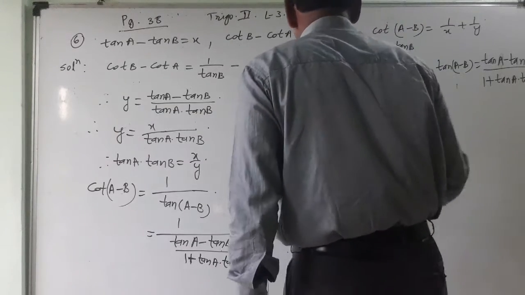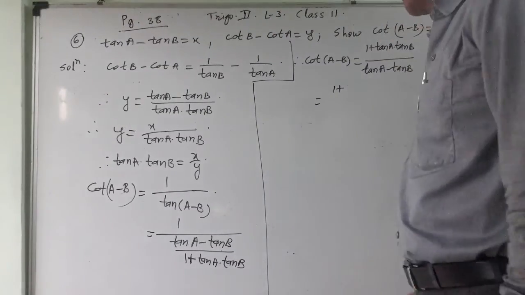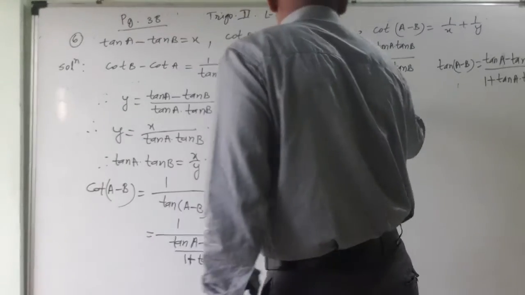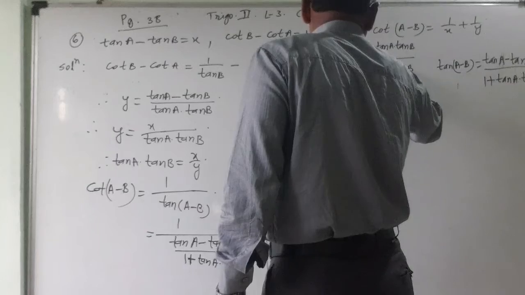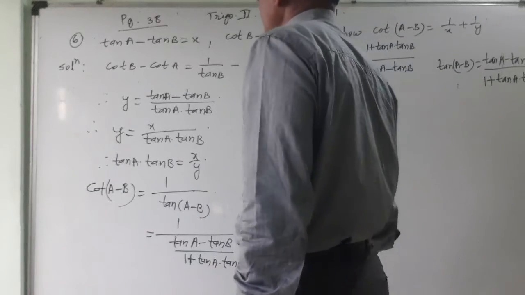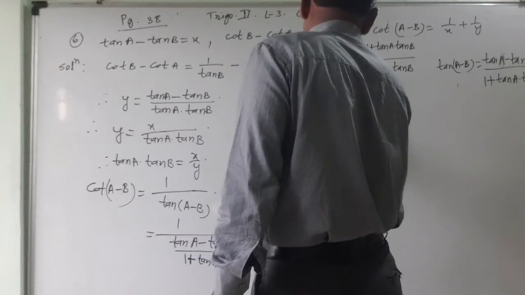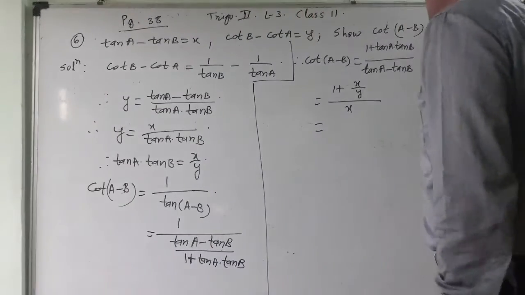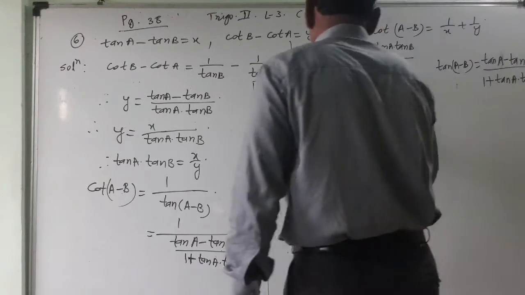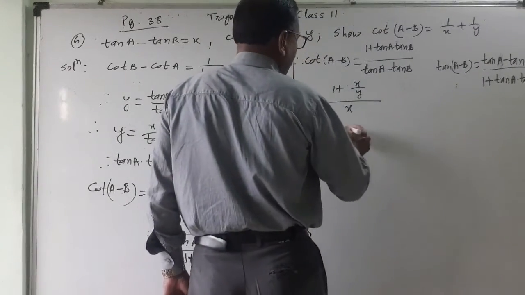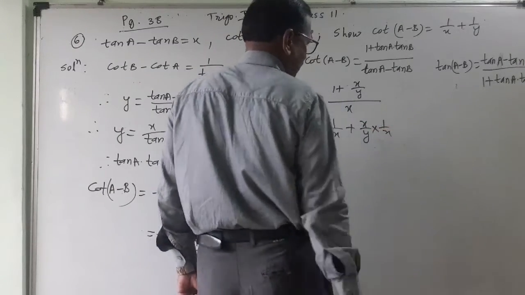That is equal to 1 plus tan A into tan B. What is the value of tan A into tan B? x upon y. 1 plus x upon y upon tan A minus tan B. Tan A minus tan B, what is the value? x. So that is equal to. So this is the denominator for this also and for this also. So 1 upon x plus x upon y upon x, this way.